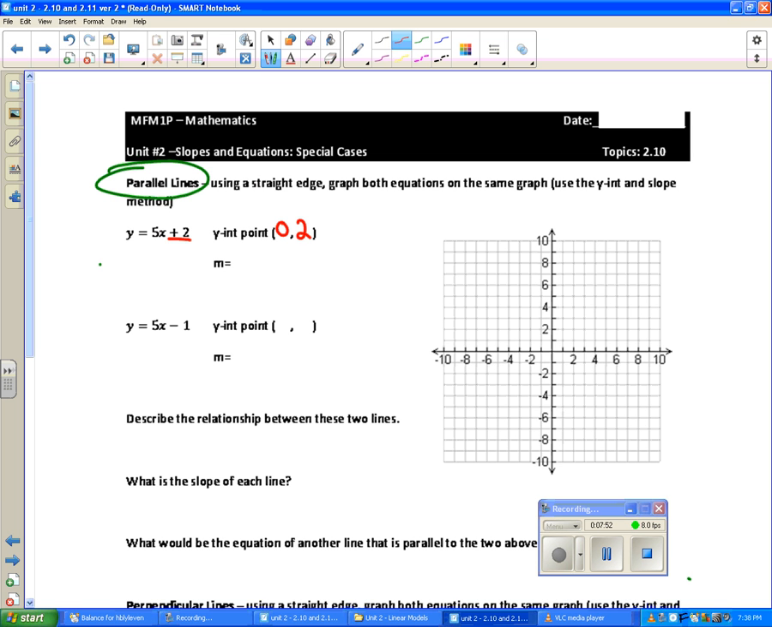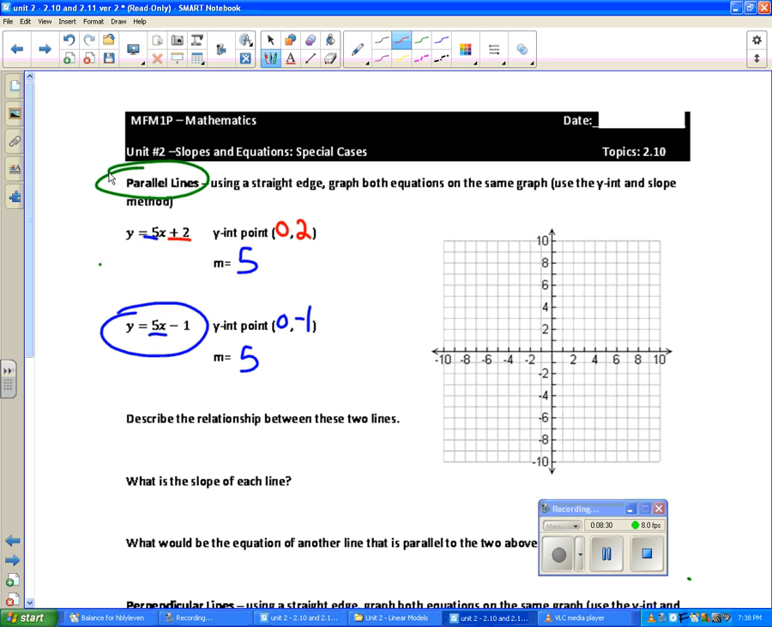So 0 and 2. My slope, and if we remember from the other day, our slope is whatever number is in front of the x. In this case, we have a 5, so our slope is 5. Looking at our next line, the equation is y equals 5x minus 1. Well, it looks actually like our slope is the same here, so I'm going to put down a 5. We know that 0 is always the x value of my y-intercept, and here we have a negative 1 for the y-intercept point.